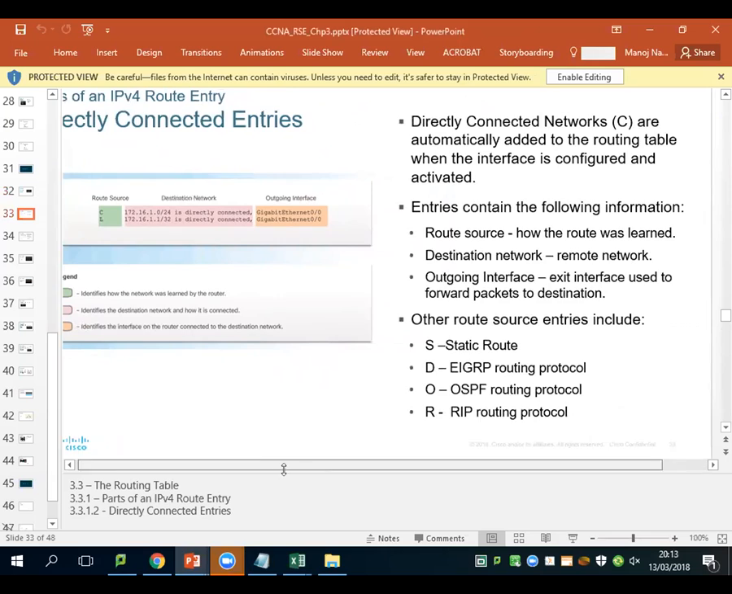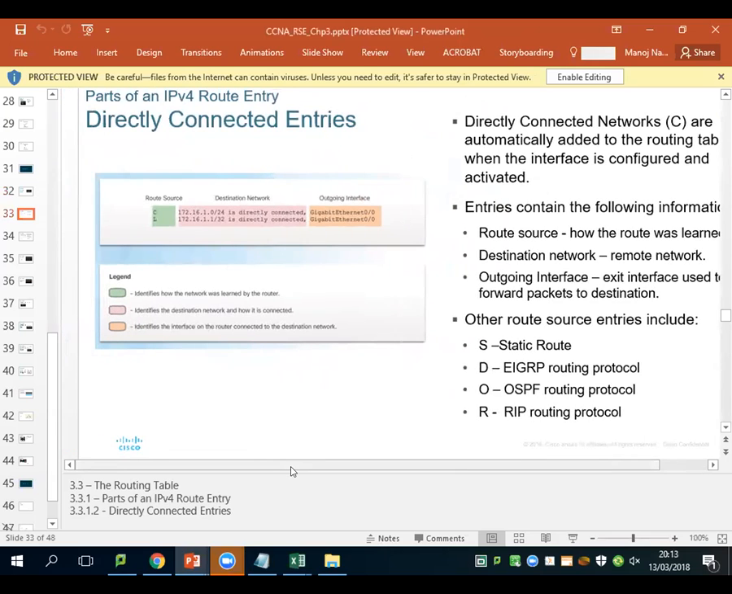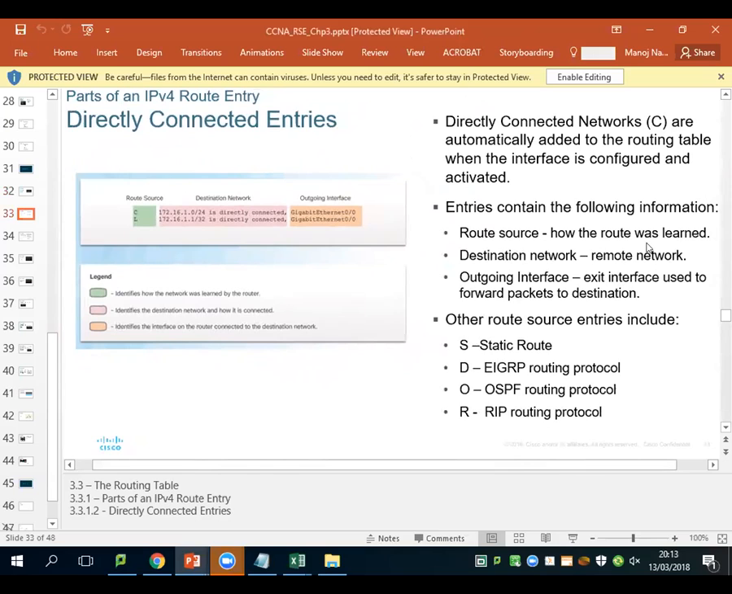When the interfaces are configured and activated, when you're doing config t on the router and doing various interface activations, the no shut and so on, that is activating it, and then it's added to the routing table. The information source, as I've described, is your route, destination, and interface.